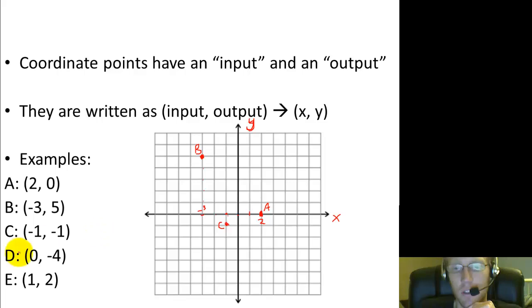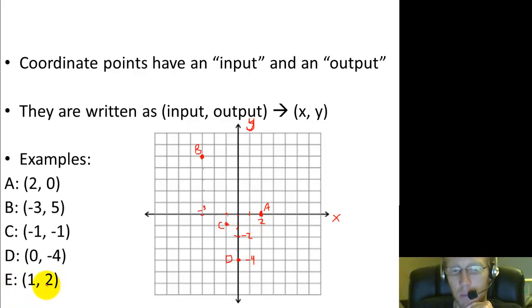D is (0, -4). So 0 is the input. I don't go left or right at all. And then I go -4 on the output or y-axis. So down 1, 2, 3, 4. So right there is my D value. And again, I can label that -4. It's good to label your increments. Are you counting by 1s? Are you counting by 2s, etc.?